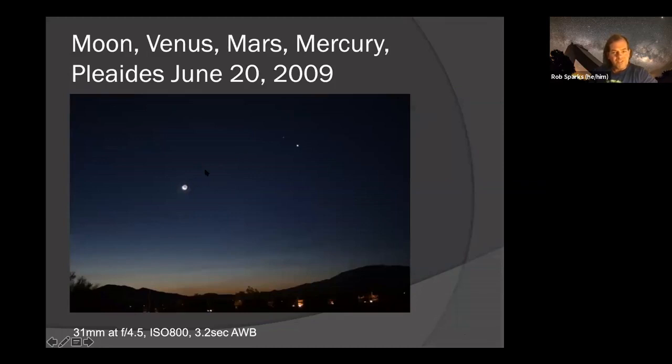What's this one? Moon, Venus, Mars, Mercury, and Pleiades. So you get all kinds of stuff, and sometimes it comes together nicely. I also like that Venus has that 8-year cycle.